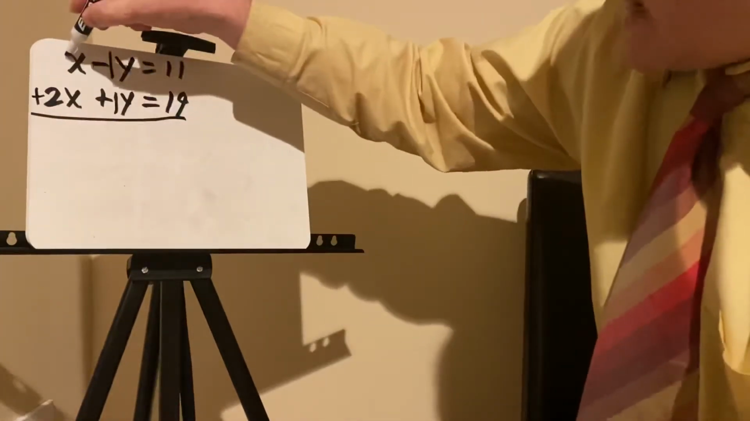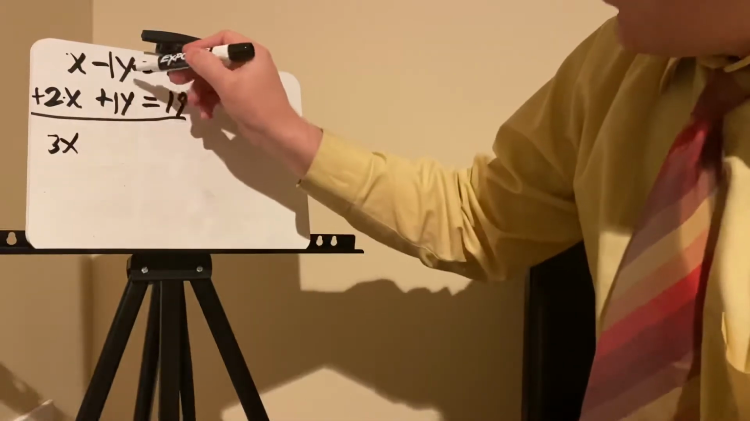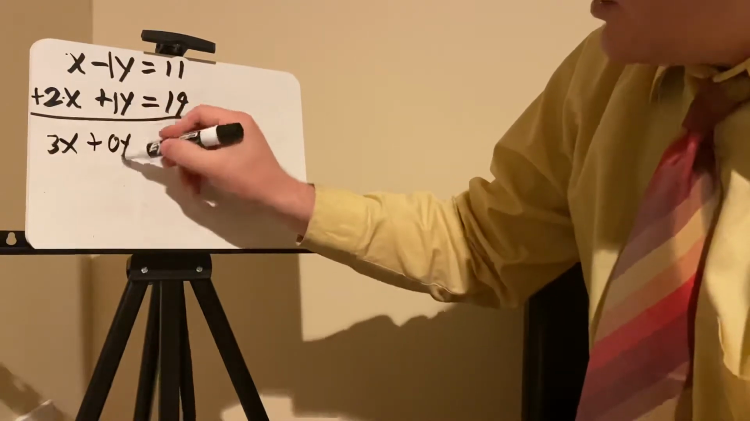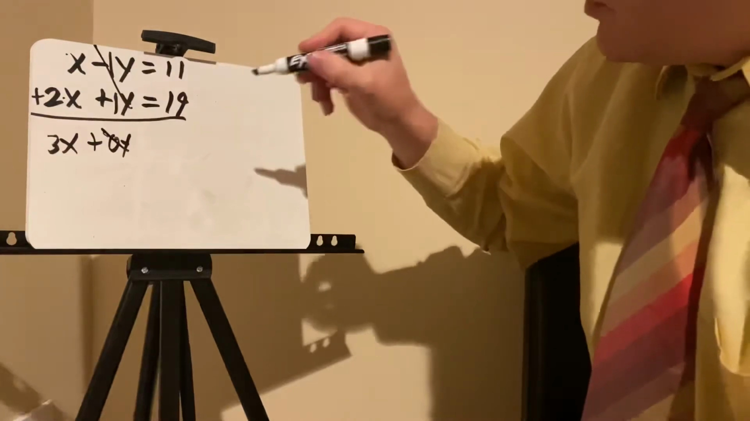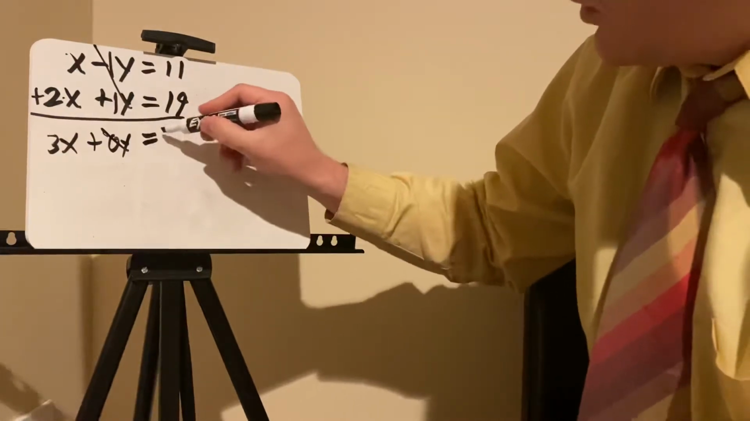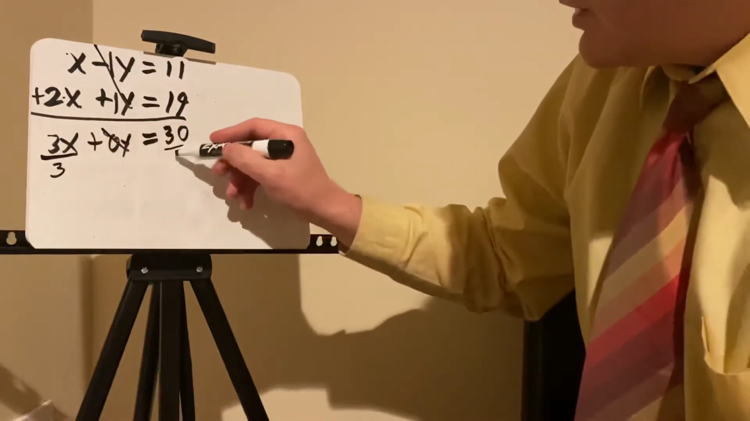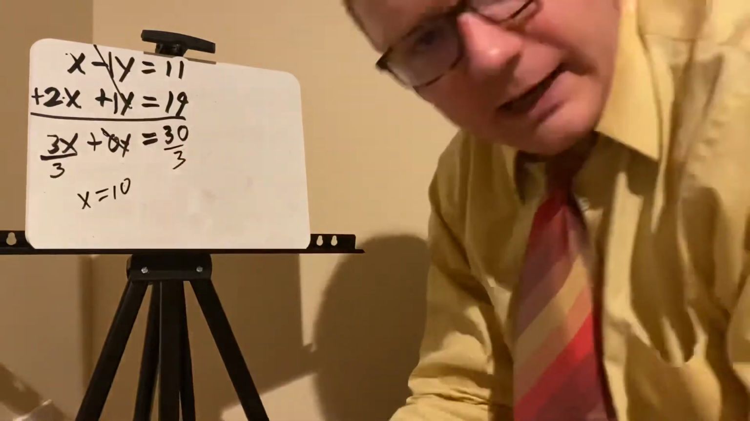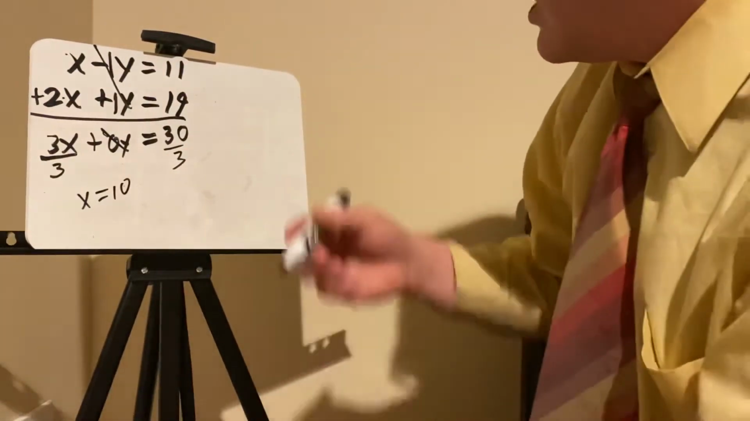And we simply say x plus 2x is 3x. Negative y plus y is 0y, which is 0. Kind of just cancels out. 11 plus 19 equals 30. I can divide both sides by 3. X equals 10. I can then substitute back into either of the original two equations to get the y value.